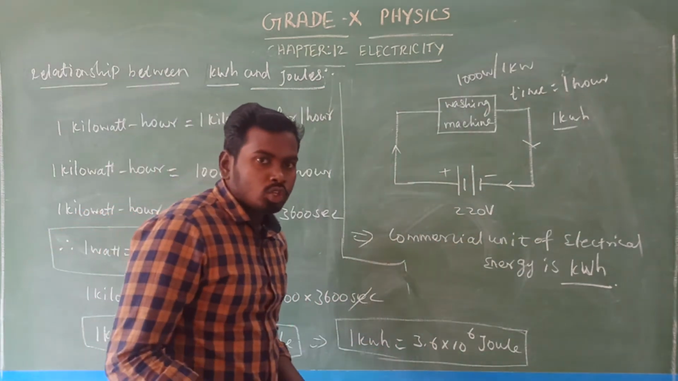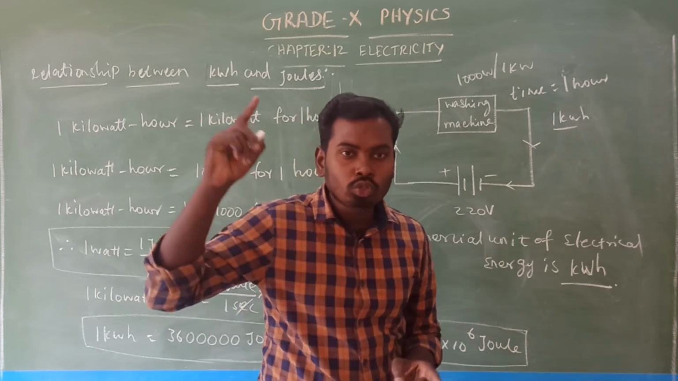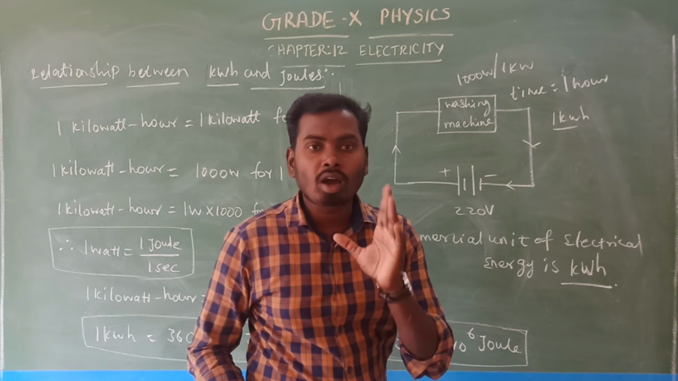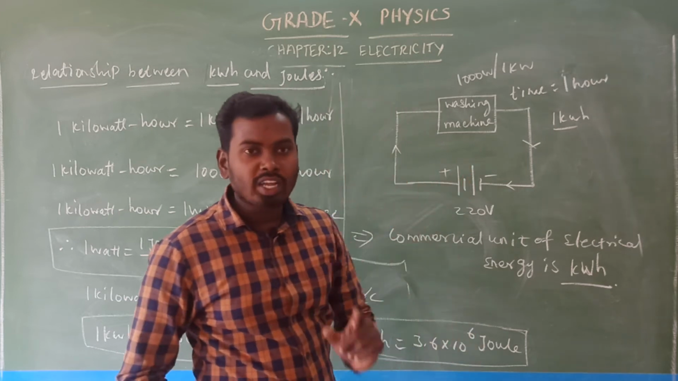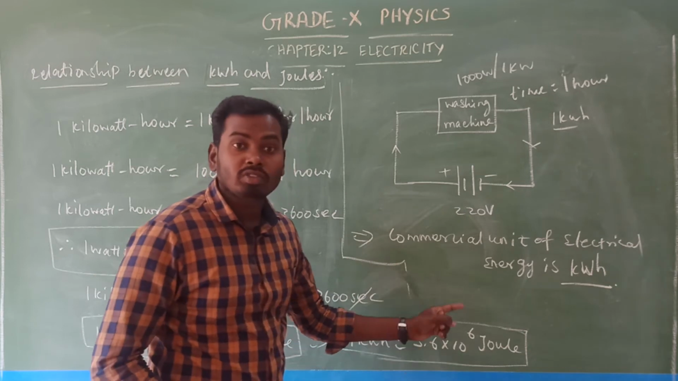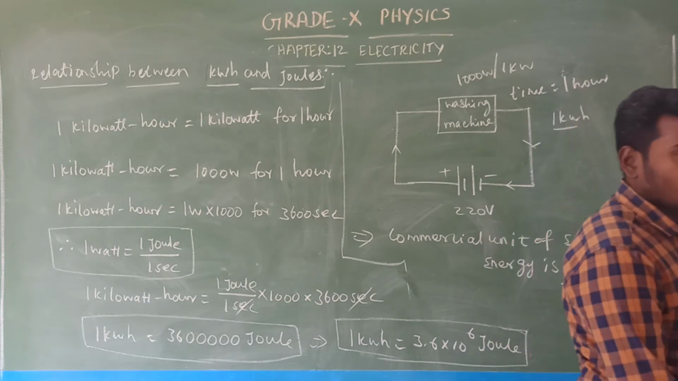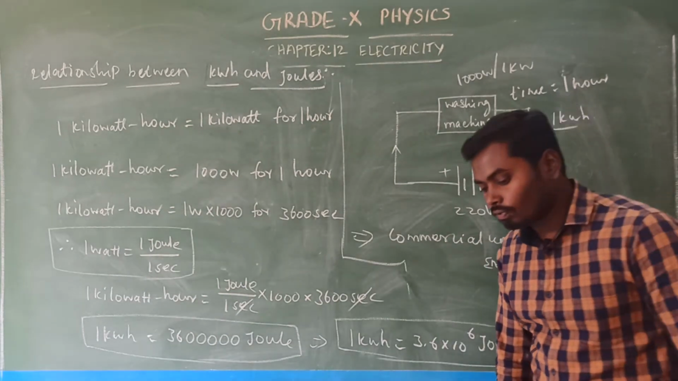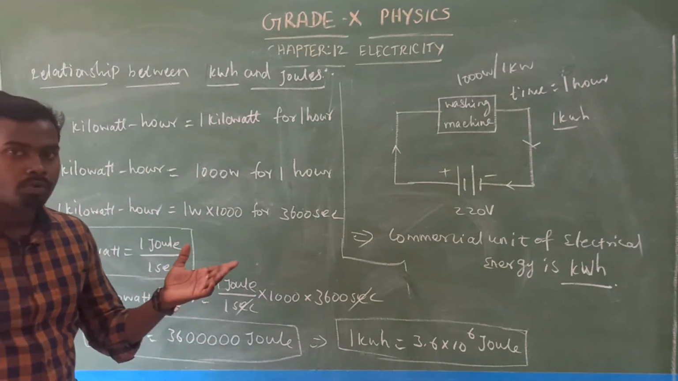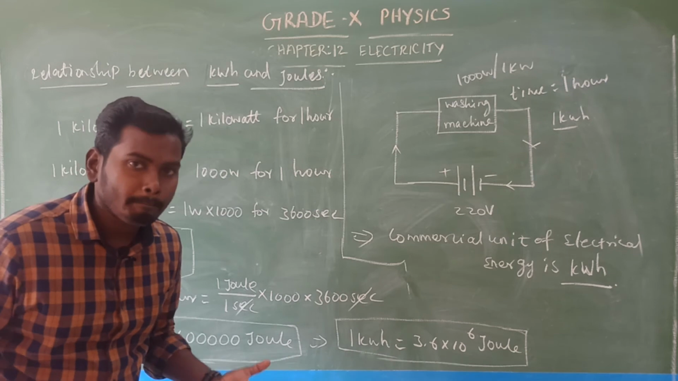Whenever an electrical appliance having a power rating of 1 kilowatt is used for 1 hour, it will consume 1 kilowatt hour of energy. That 1 kilowatt hour of energy is equal to 3.6 into 10 to the power of 6 joules of electrical energy. That's all, students. Plus 6, not minus 6, which means joules. That is the meaning.